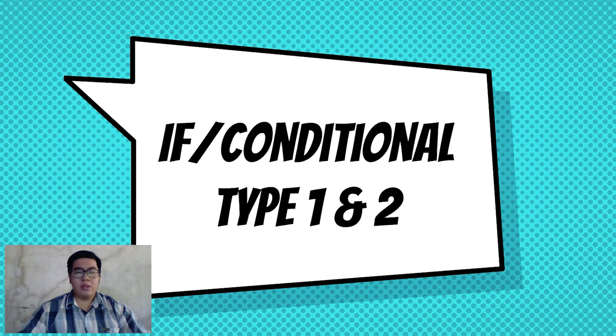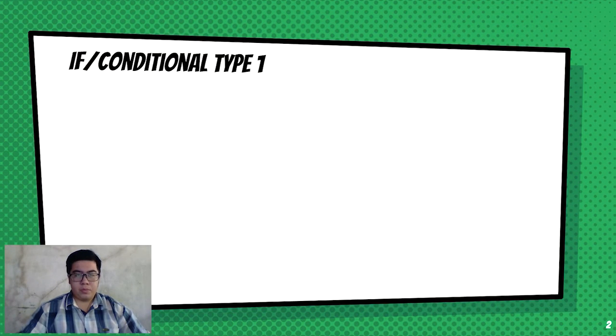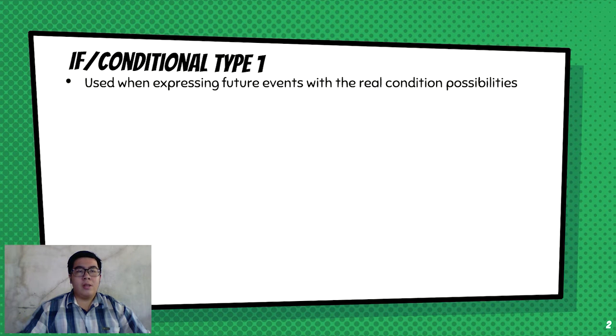I will explain conditional type 1 and type 2. Conditional type 1 is used when expressing the future with real condition possibilities. It means we can use this to express possible conditions that will happen in the future.